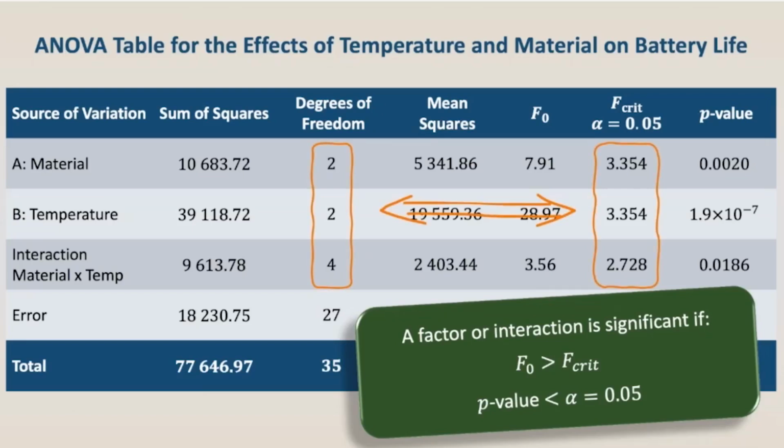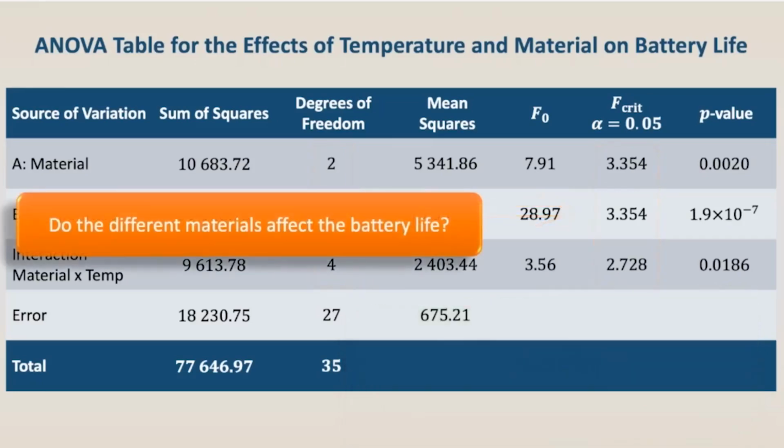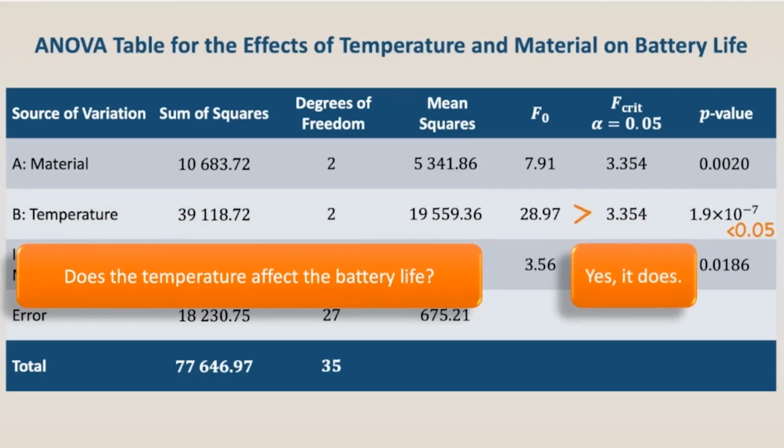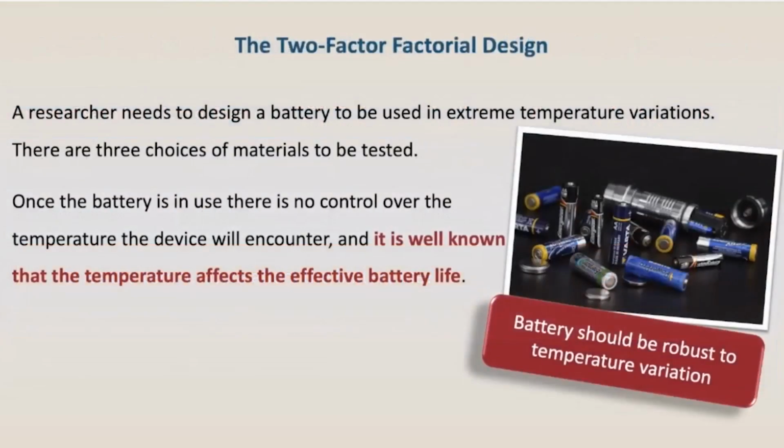The analysis of variance will help us to answer the following questions. First, do the different materials affect the battery life? And the answer is yes, they do. F0 is higher than F critical and the p-value is lower than 0.05. Second question, does the temperature affect the battery life? And again, the answer is yes, it does. However, we already knew it from the statement of the problem. It is well known that the temperature affects the effective battery life.